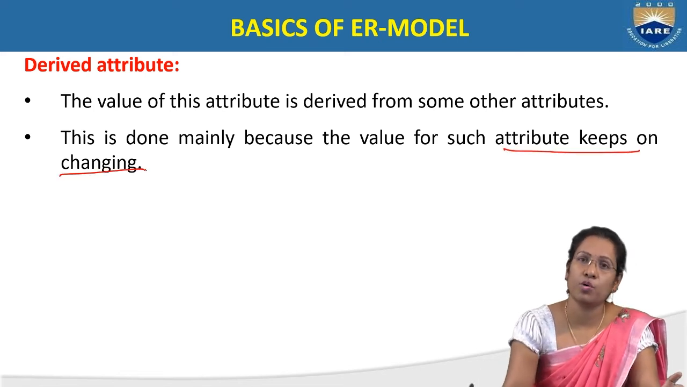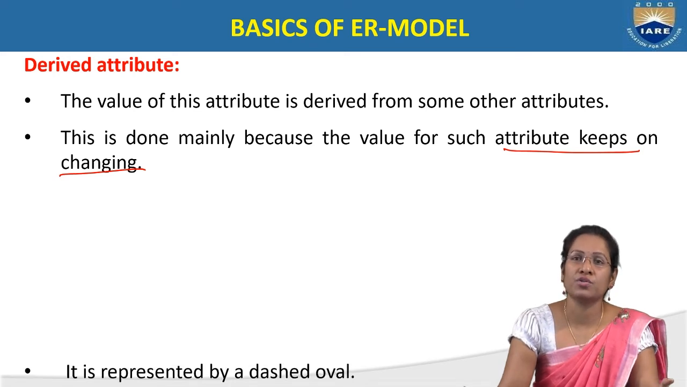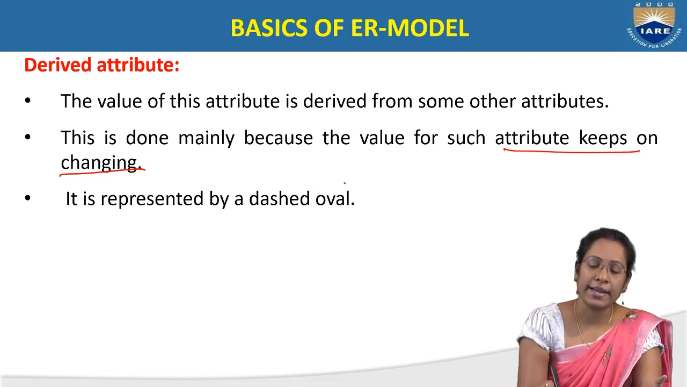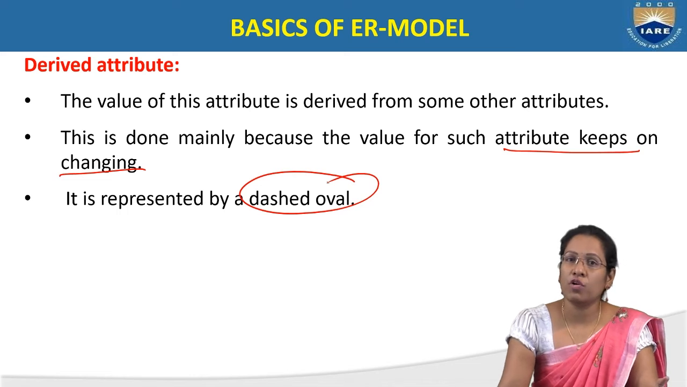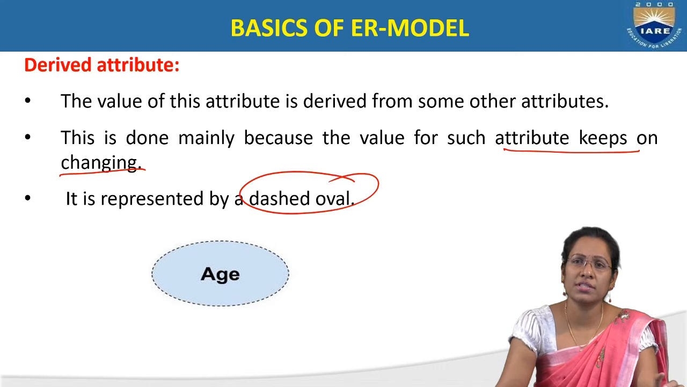The age will keep on changing from year to year. So such type of attributes will extract the result from the other attribute, which is called a stored attribute. And this derived attribute should be represented by using a dashed oval symbol. So here I can give an example: age is nothing but a derived attribute. This age attribute will always extract the result from the stored attribute. So this is the representation in the dashed oval.